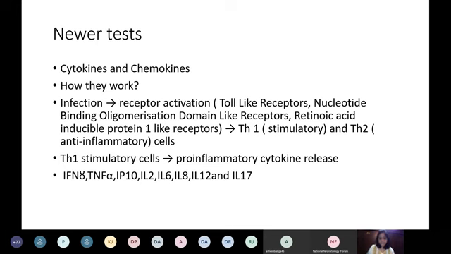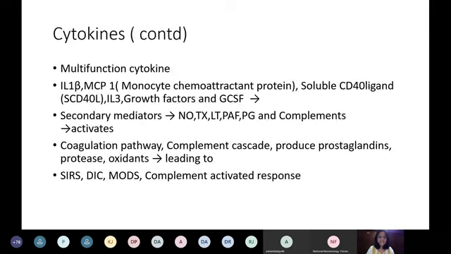So once the stimulatory cells are stimulated, what happens? Naturally the pro-inflammatory cytokines are released because they are stimulatory, which are nothing but interferon gamma, TNF alpha, IP10, IL2, IL6, IL8, IL12 and IL17. So these are all the pro-inflammatory cells. If you're finding elevation of any one of them in the baby's body, that means the sepsis process is on and the inflammatory cascade has been stimulated and the baby is actively fighting the infection.